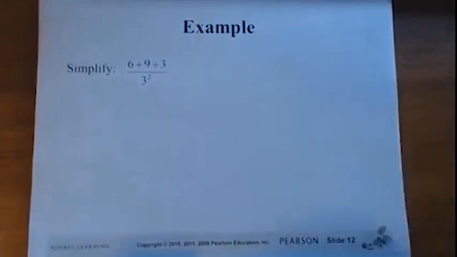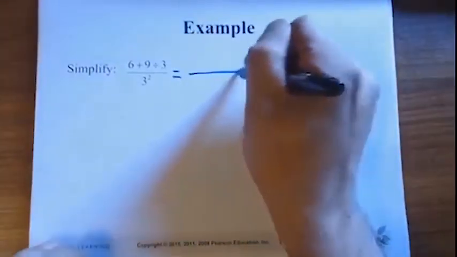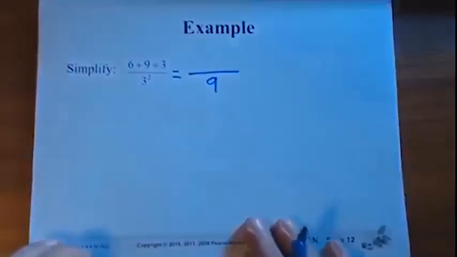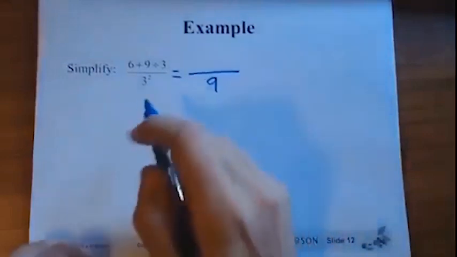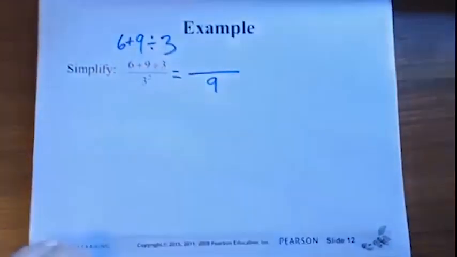Okay, remember the fraction bar counts as parentheses. We're going to split this into a top problem and a bottom problem. And the bottom is just one step. 3 squared is 9. On the top, 6 plus 9 divided by 3, just so we could see that better.